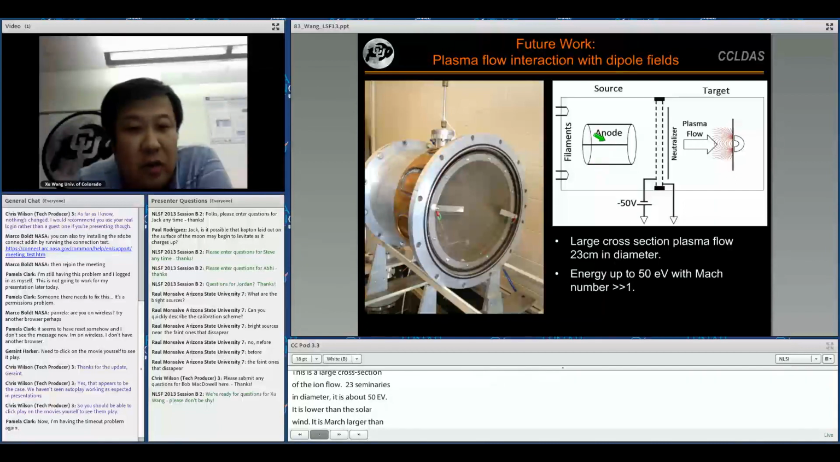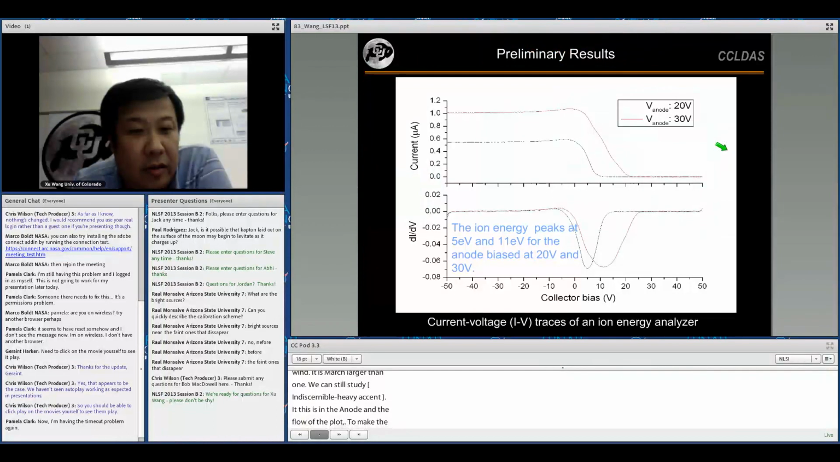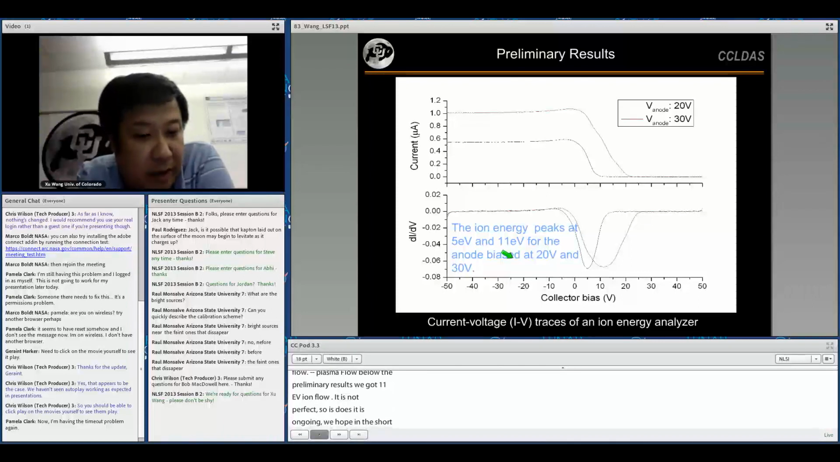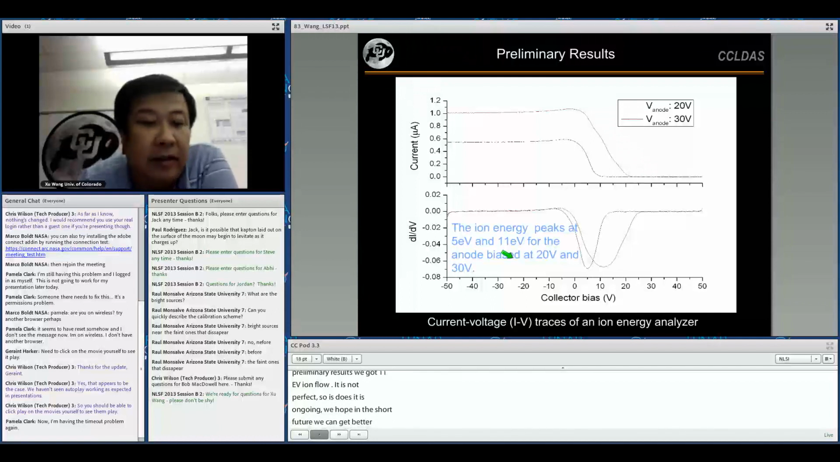The source is basically an anode to raise the plasma potential and flow ions out, and a neutralizer to emit electrons to create the neutralized plasma flow. The preliminary result we got is an 11 eV ion flow. It's not perfect because it's broad and not efficient, so it's still ongoing, and we hope that in the near future we can get exciting results from this flowing plasma interaction with the dipole field.